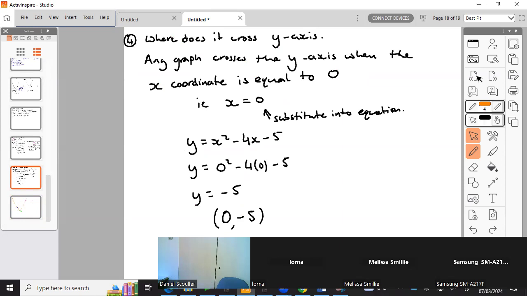All right, so factorization to find where it crosses the x-axis. Completing the square allows us to find the turning point. Whether the x squared term is positive or negative will tell us if it's a minimum or maximum turning point. And substituting in x equals 0 into the equation will tell us where it cuts the y-axis.